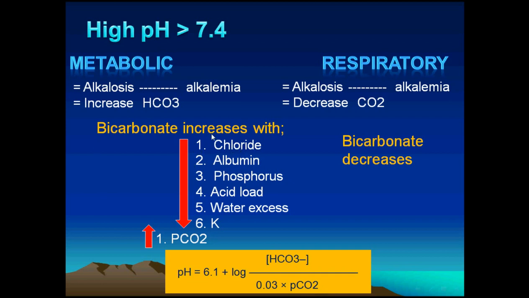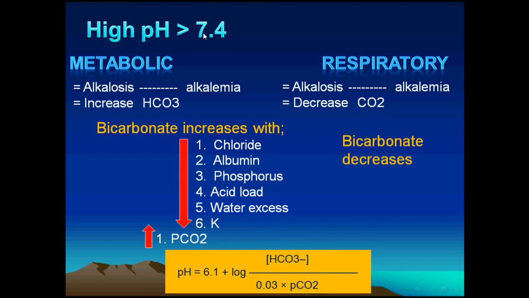hypochloremic metabolic alkalosis. A decrease in the albumin will be associated with an increase in the bicarbonate, and a decrease in phosphorus will be associated with an increase in the bicarbonate, or a decrease in the acid load, or water excess, or hypokalemia. All of these will be associated with increased bicarbonate due to stimulation of carbonic anhydrase, which leads to an increase in the bicarbonate.